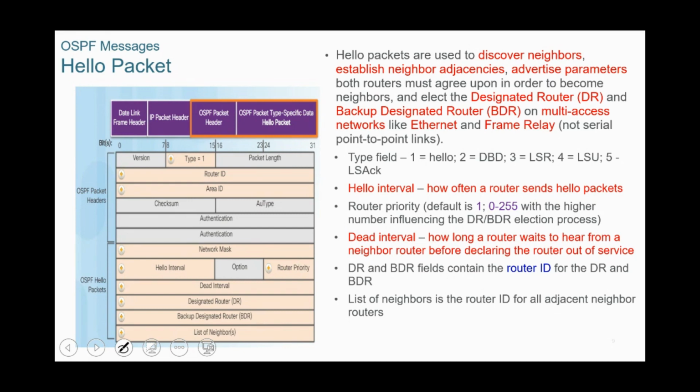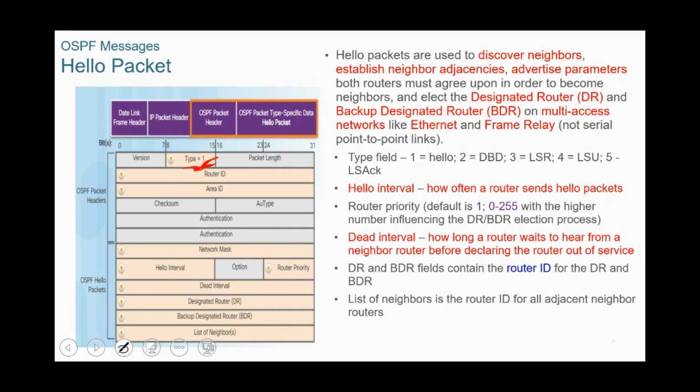The type field number 1 represents the hello packet. If the type changes to number 2, it stands for the database description, DBD. If the type changes to number 3, it carries the LSR, link state request. Sorry, the link state update is number 4. If the type is number 4, it is the link state update, but if the type changes to number 5, you will have a link state acknowledgement.